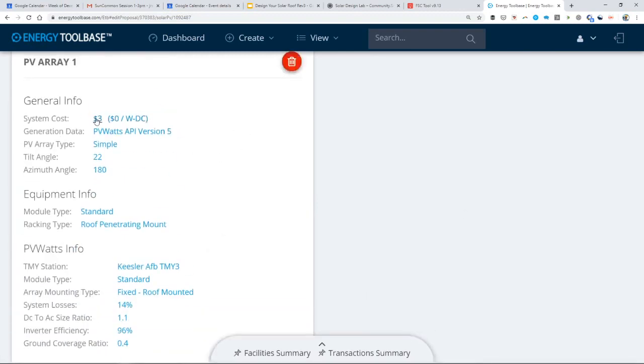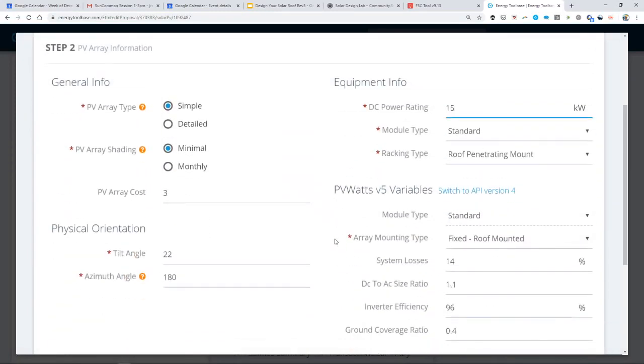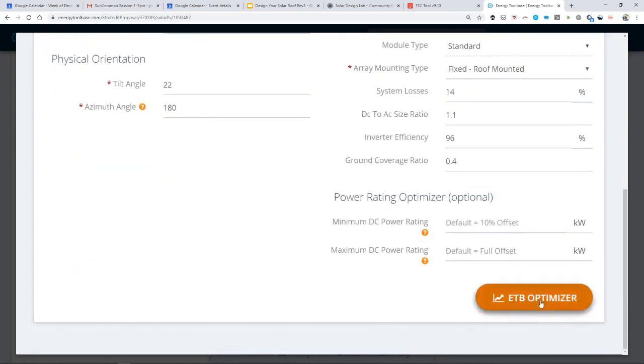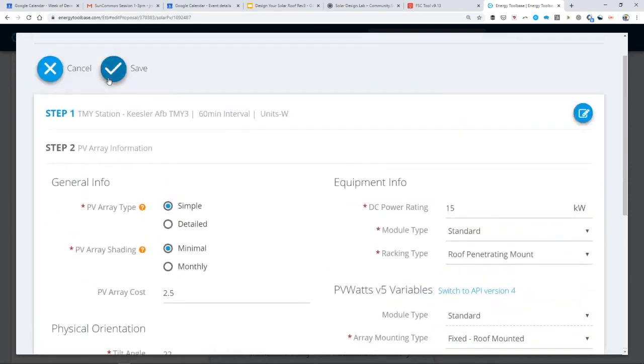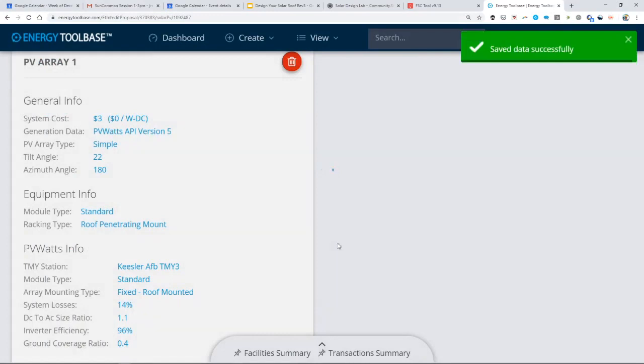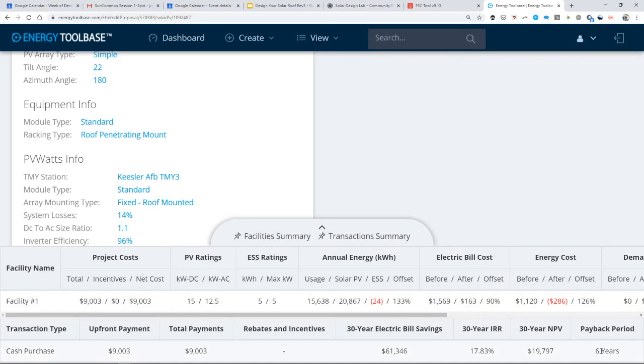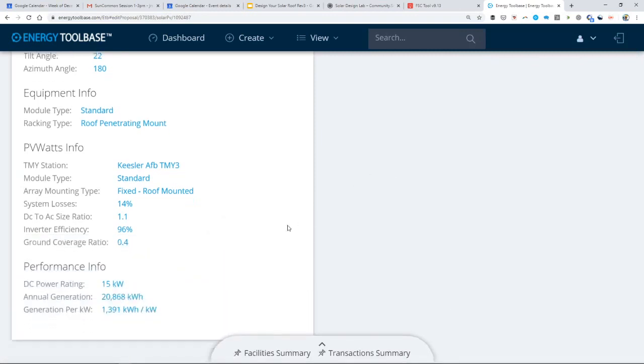If I said, okay, well, I know that if we actually did like a 15 kilowatt solar array, I could get that installed cost down to $2.50 a watt instead of $3 a watt, and click save. I don't have to get through the whole model. Now it says my payback period is 6 years. Well, that doesn't make sense.